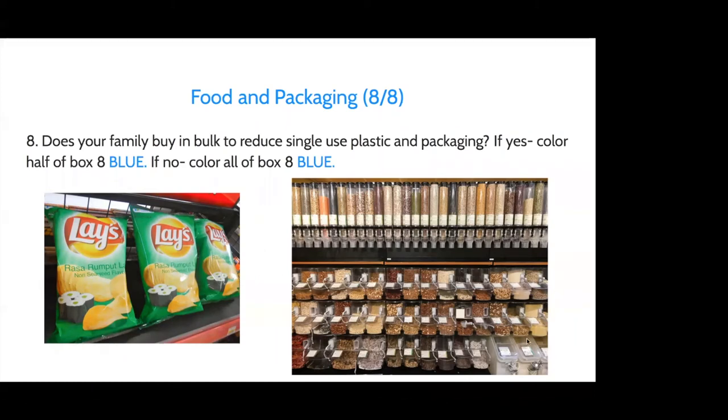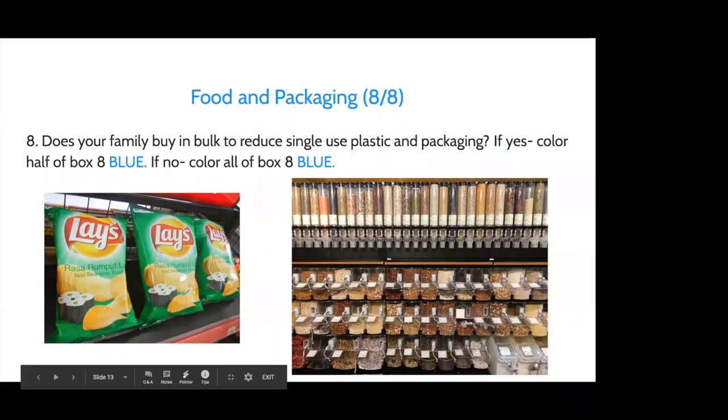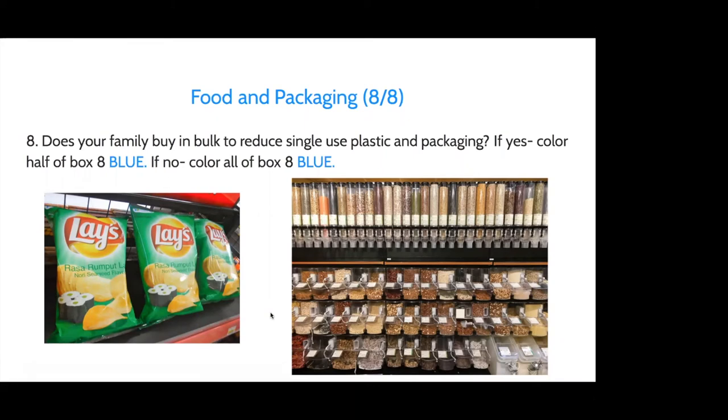Think about the bulk aisle like this one in a local grocery store. This is at Food for Less, and they have many, many items that you can go fill up containers or old bags and things with the food that you're trying to refill. For example, beans, nuts, rice, candy, chocolate chips, flour, they have it all. Oftentimes when we buy in bulk, we're reducing how much packaging we're buying at the same time.